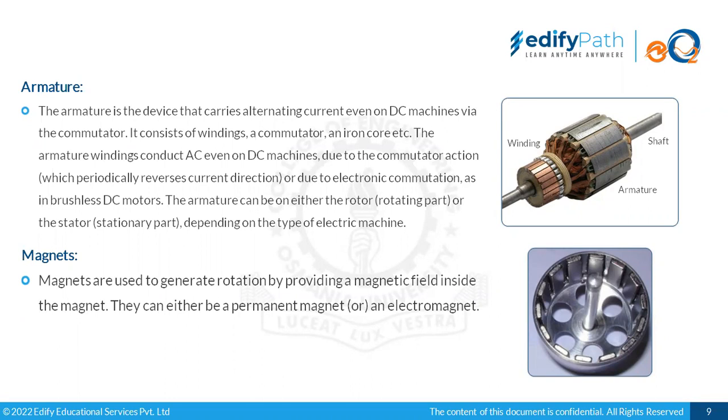But in the case of an induction motor, they don't use permanent magnets, but electromagnets. They are powered by the external source, and there are windings placed on the stator, which convert into electromagnets for the rotation of the rotor.